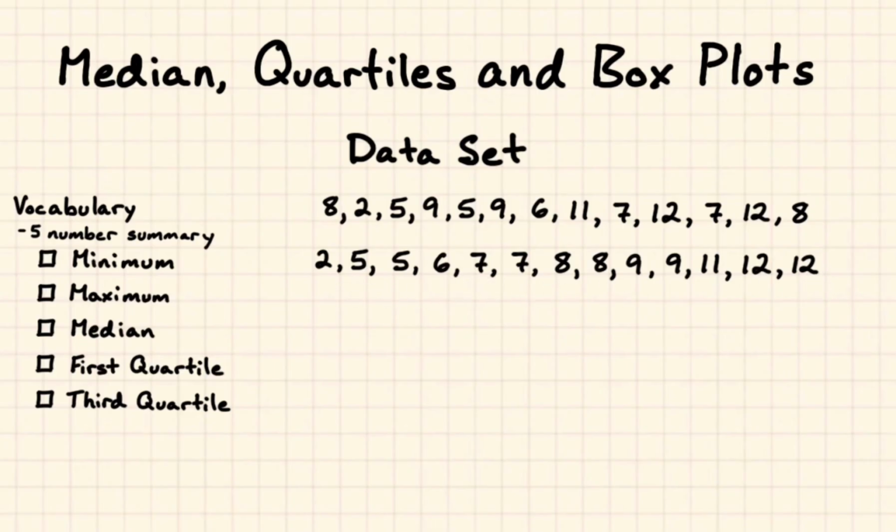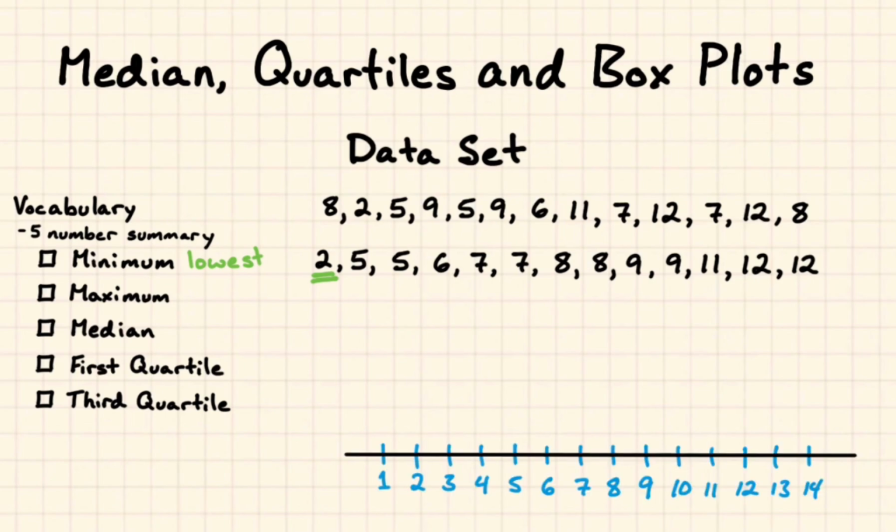Now we're going to look at this vocabulary and how it relates to this data set. Our minimum value will be our lowest value on there. So we're looking at our lowest value, and you just look to the furthest to the left, and this is my number 2. I'm going to put that onto the number line. So I'll create a number line for myself and find the number 2 and put it there.